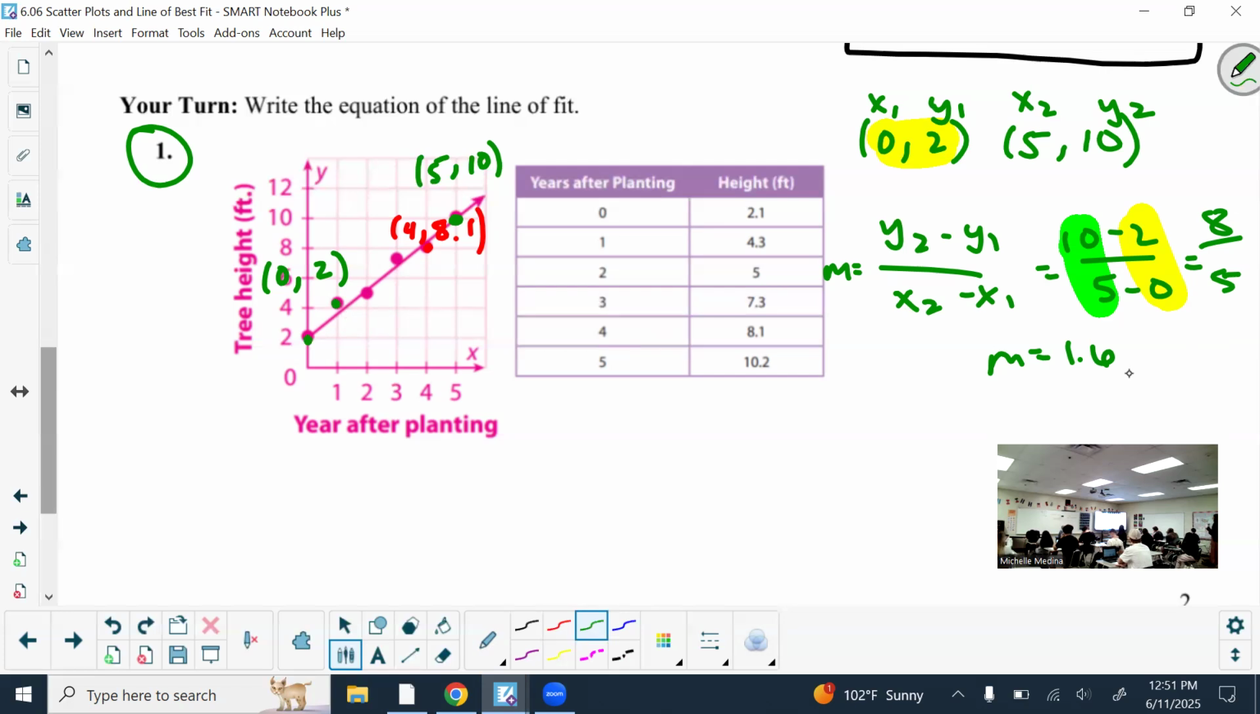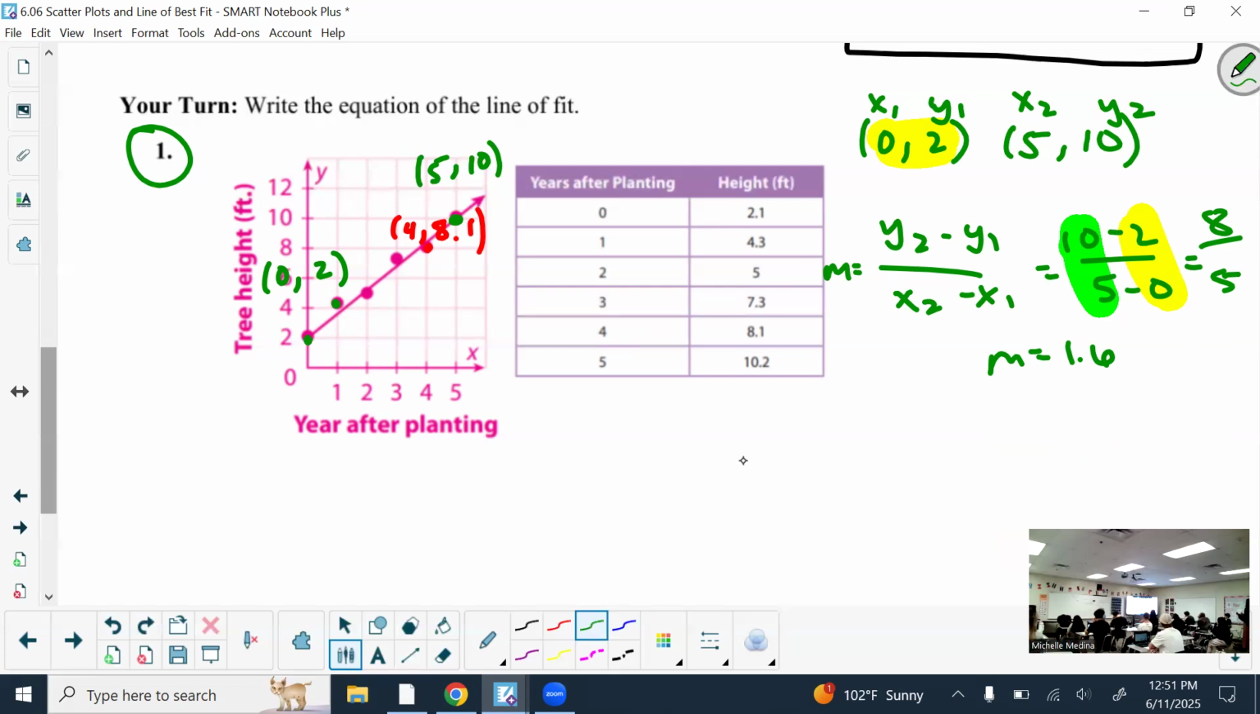Questions? I mean, 3.5 is still pretty close to 1.6. All right, so that's my slope. That would be this part of my equation.